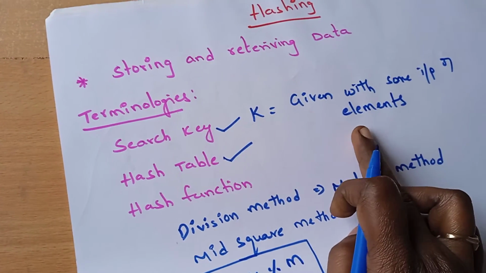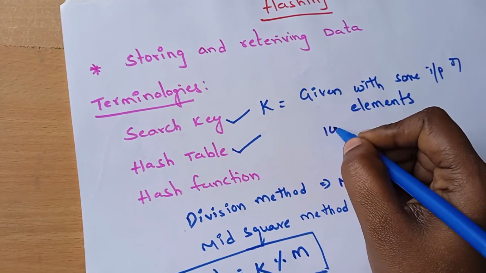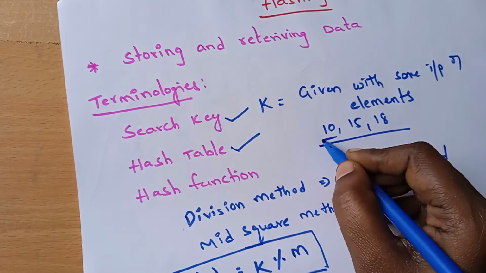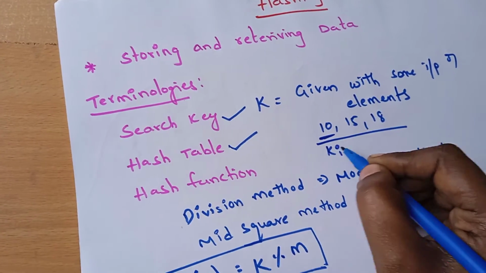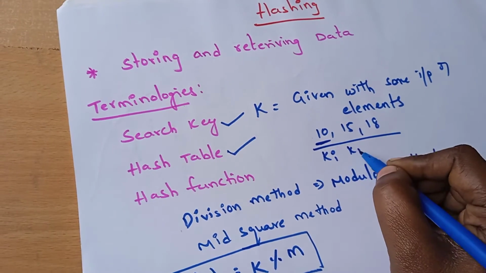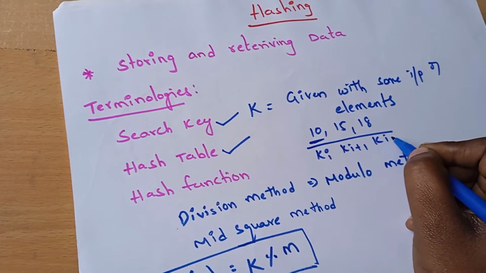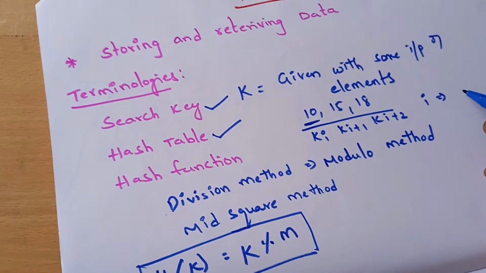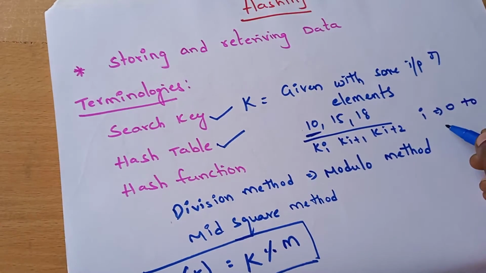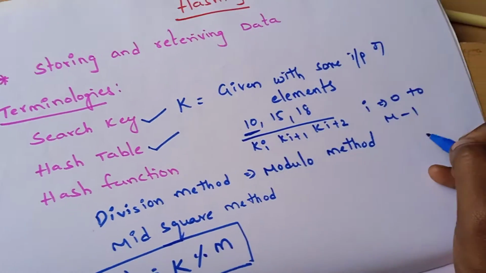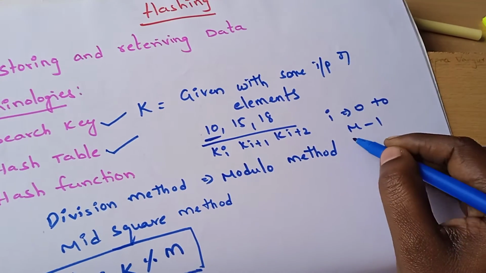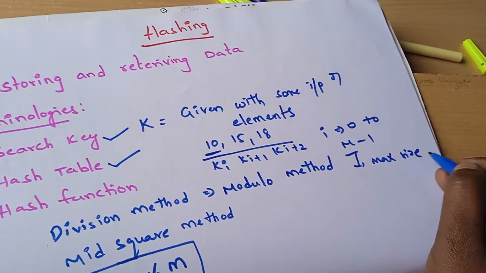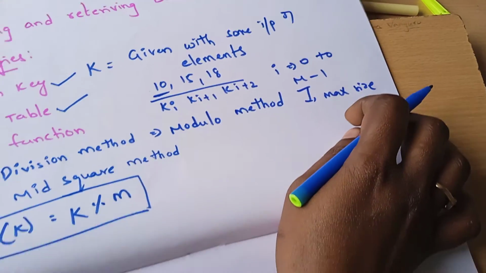The elements are, for example, 10, 15, 18, something like this. The first element is called ki, the second is ki plus 1, the next is ki plus 2. Now the i value will be 0 to m minus 1. What is this m? M is the maximum size.